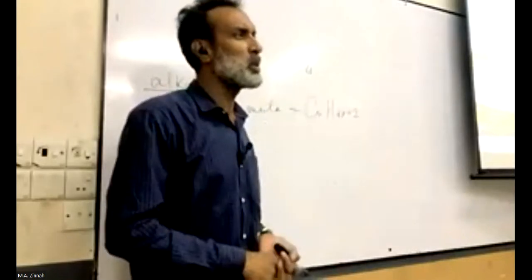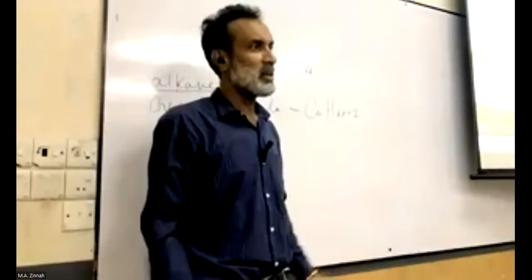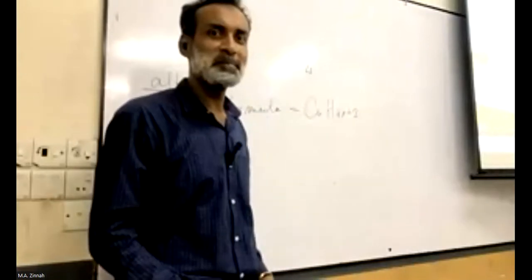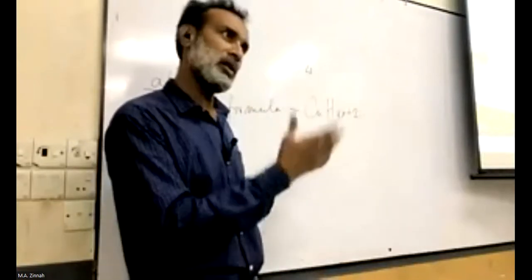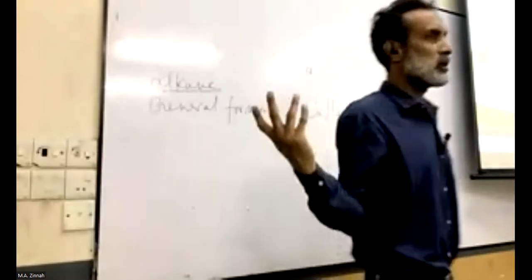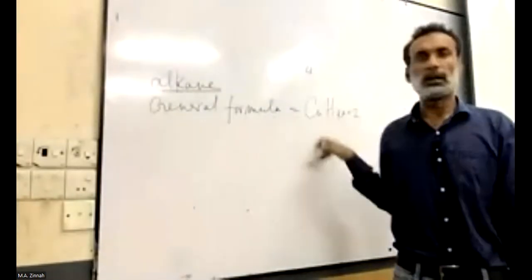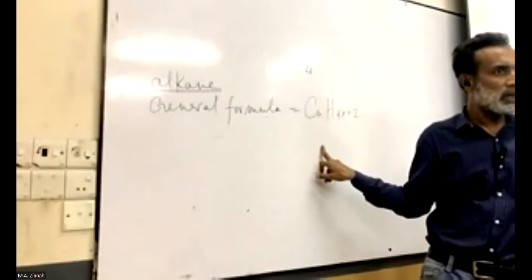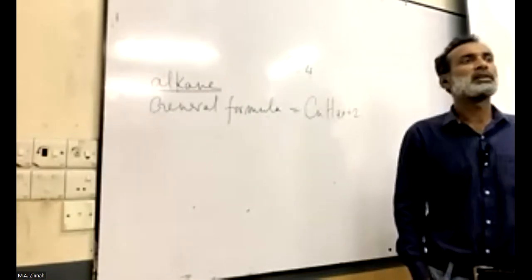You may get another question. Which of the homologous series does not have any functional group? This is alkane. Okay? Everybody clear? So these are simple questions with the general formula. Okay, everybody clear? And what's next?